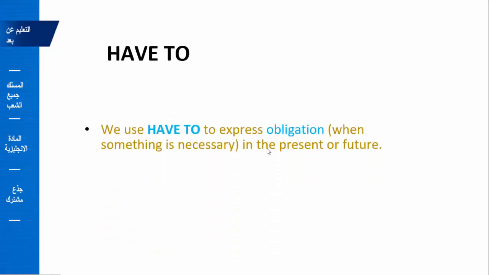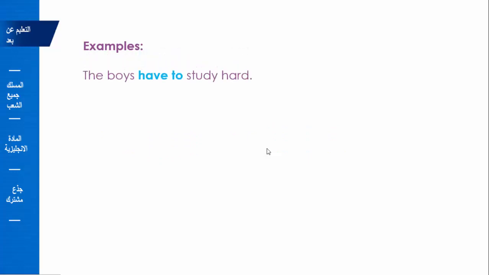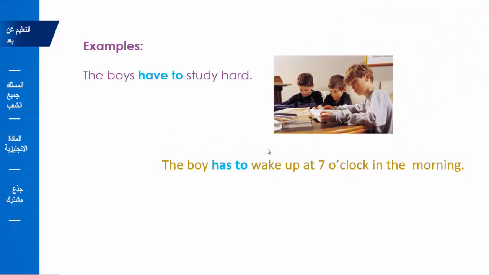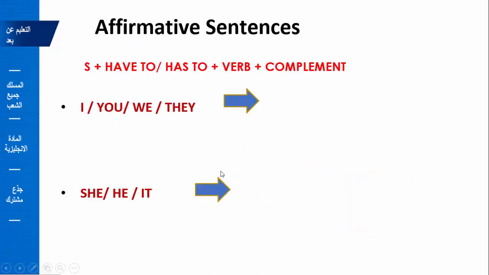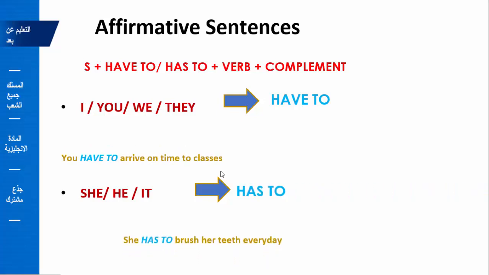Okay, so have to: we use have to express obligation when something is necessary in the present or future, okay? More or less, it's the same as must. So the boys have to study hard, okay? Or the boy has to wake up at 7 in the morning. So pay attention to have with plural and has with singular, okay? So subject plus have or has to plus verb plus complement. I, you, we, they have to. So you have to arrive on time to class, and she, he, it, she has to brush her teeth every day.